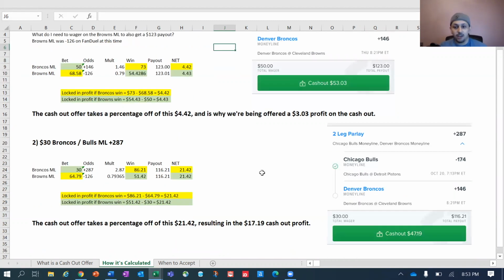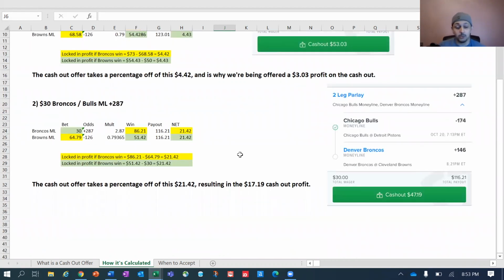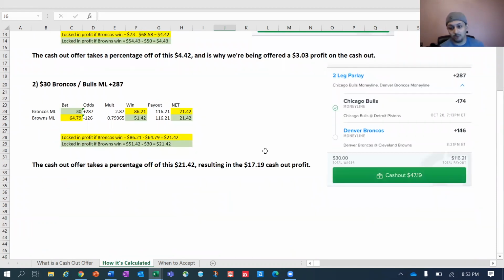So the second example I have here, I really like the Broncos this week. Clearly, I thought the line was going to move, which is why I liked them so much. Ultimately it ended up winning, of course. So the second one, we had the Broncos and the Bulls money line. So the Bulls opener against the Pistons, minus 174, that line moved as well. And the Broncos plus 146. So after the Bulls had won, the Broncos are the only leg left. So basically we have the Broncos money line at plus 287, which you're not going to find anywhere. Obviously that's parlay odds that we're talking about.